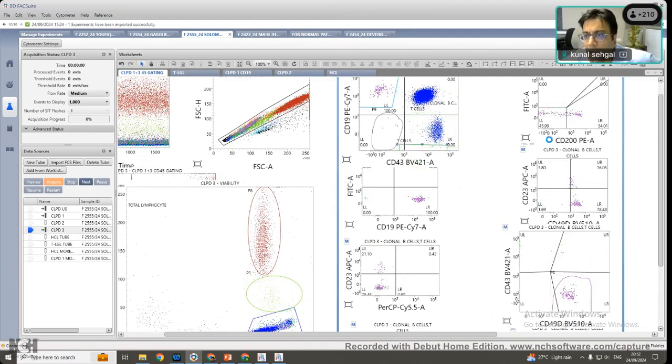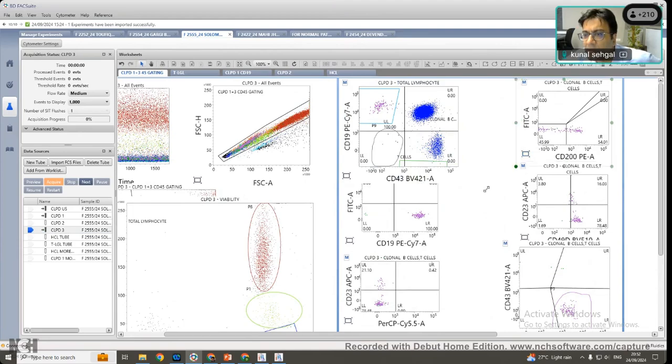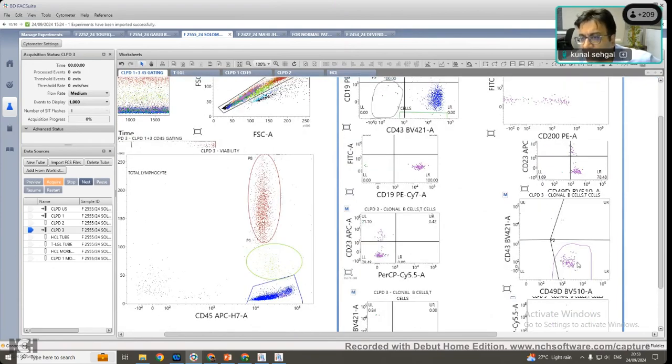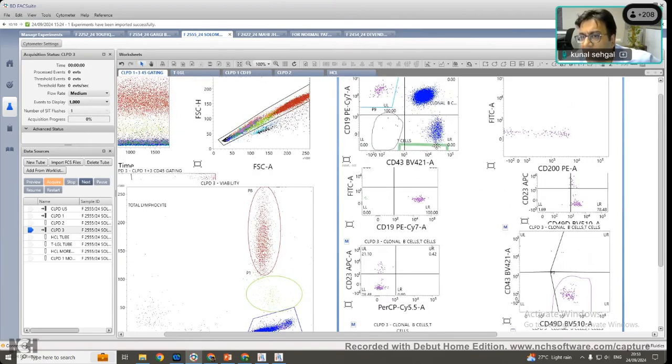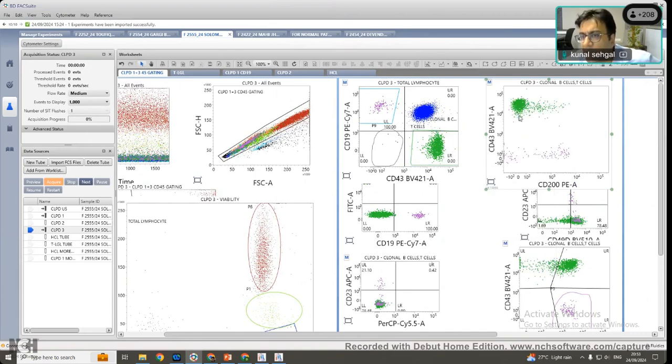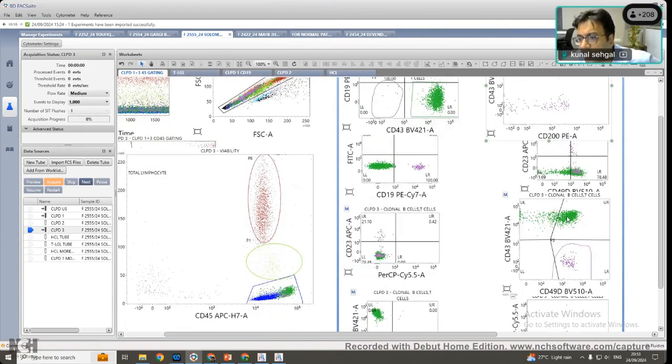Now normal B lymphocytes are normally expressing, majority of them show moderate heterogeneous 200. Majority are 200 positive, some are negative. Normal lymphocytes may show variable 23 and are normally expressing 49D also. Then I will get my T lymphocytes. T lymphocytes express 43, majority are 200 negative. I'm going to put 43 marker over here and study them together. Majority are 200 negative, 43 positive, and majority of T lymphocytes also express 49D.